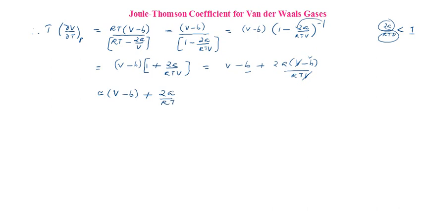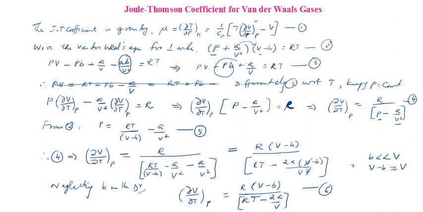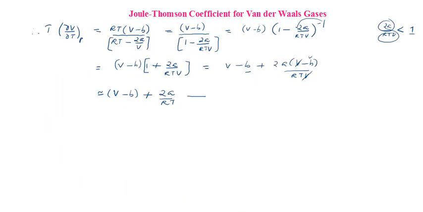We call this equation by some number. We have used up to 6, so this is equation number 7. How do you get it? By neglecting b in the numerator. It should be understood.